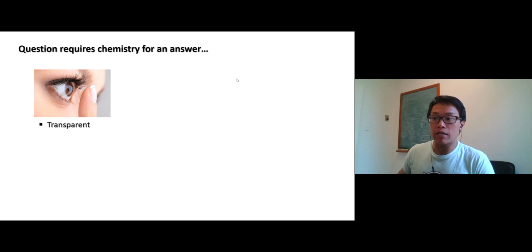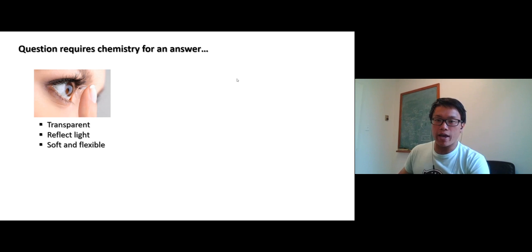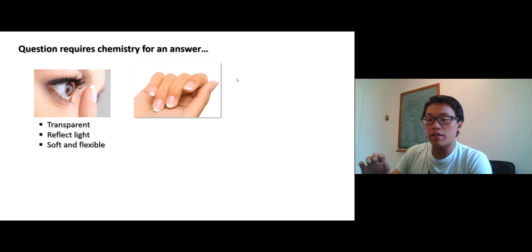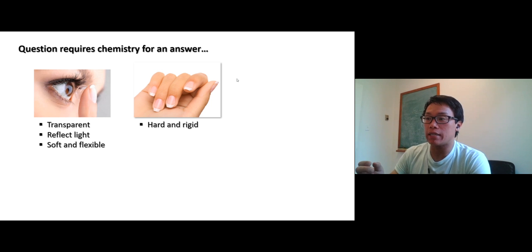A contact lens is transparent, right? Everyone knows that light can go through it. It can refract light, right? Soft and flexible. You can bend it a little, pull it apart a little. It's soft and flexible. Now, nails. Think about the property of a nail. What's the property? Well, hard and rigid compared to the lens in your eyes. So totally, your nail is hard and rigid, harder and more rigid.